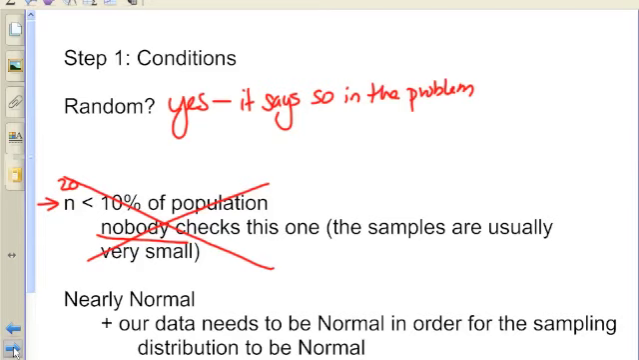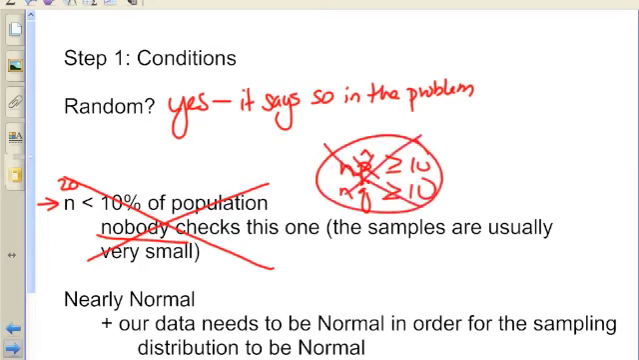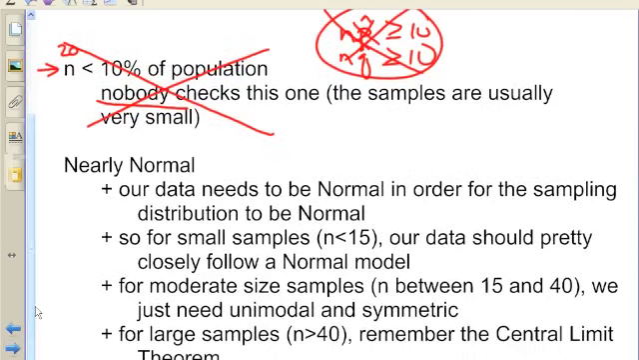The next one in Unit 5 was about n p hat and n q hat. They had to be greater than or equal to 10. But we don't have p hats anymore. We're talking about means now. So this one is gone. We're going to replace it with something else. And that something else is nearly normal.